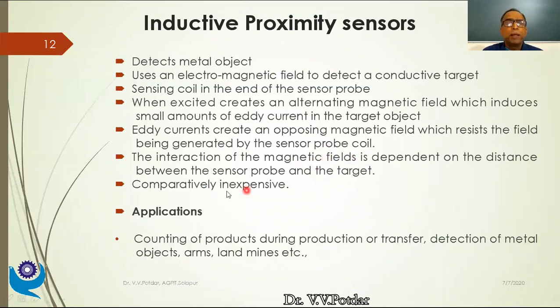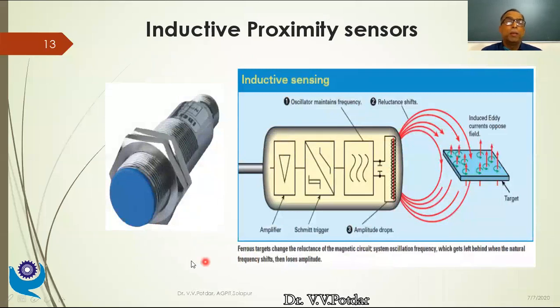Compared to optical sensors, these are comparatively inexpensive. The applications include counting of products during production or on transfer lines, and detection of metal objects, maybe arms, landmines, etc. There we find the applications of these inductive proximity sensors. The same thing was described in the earlier slide.